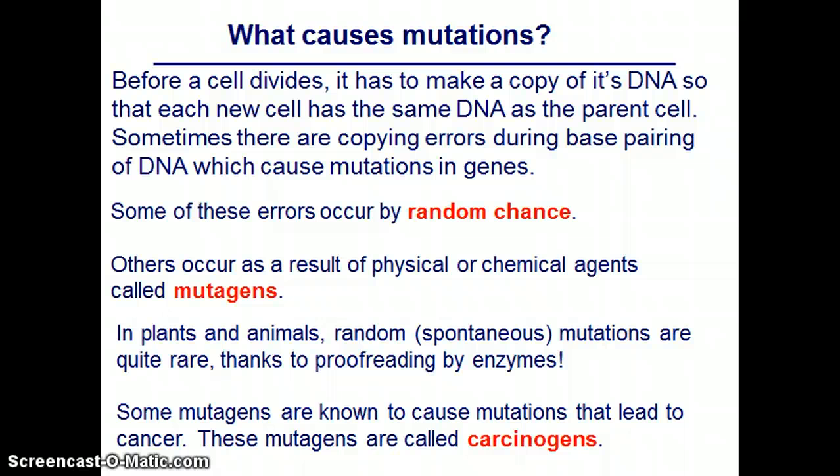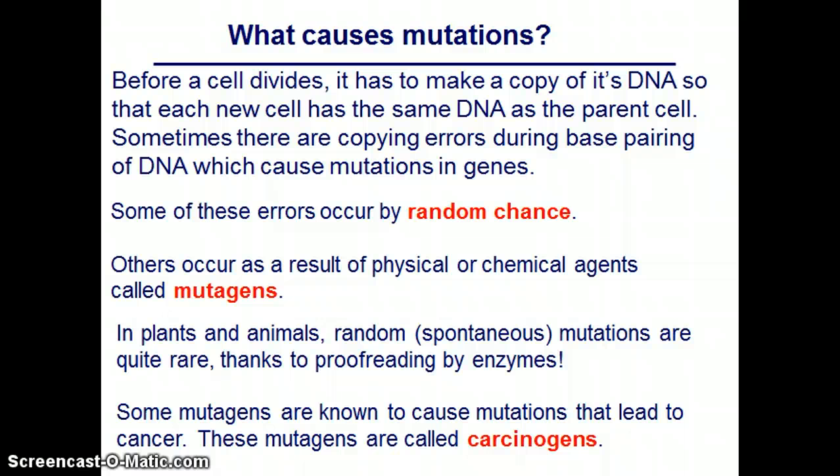What causes mutations? Before a cell divides, it has to make a copy of its DNA so that each new cell has the same DNA as the parent cell. It's got the entire operating manual. Sometimes there are copying errors during base pairing of DNA, which causes mutations in genes. Some of these occur by random chance. Others occur as a result of physical or chemical agents. These are called mutagens. In plants and animals, random spontaneous mutations are rare, and there are proofreading mechanisms that help lessen the chance of having spontaneous mutations.